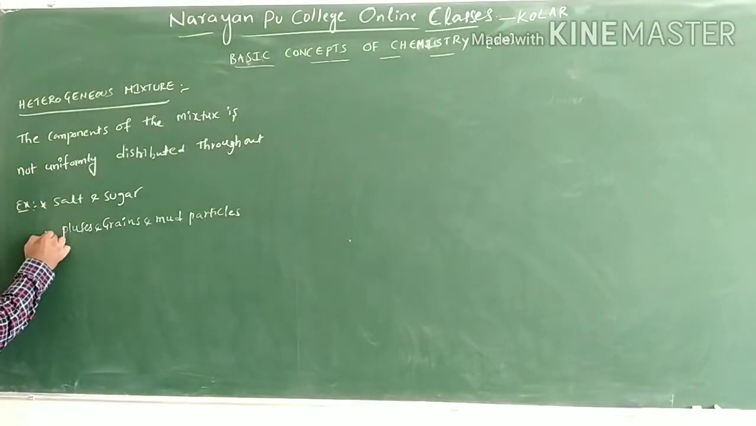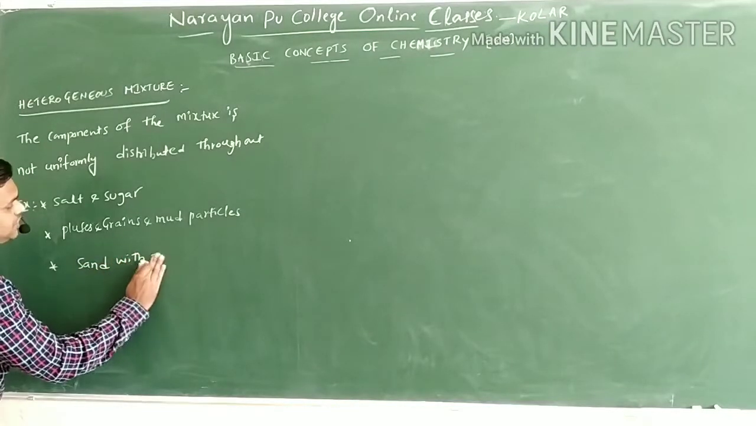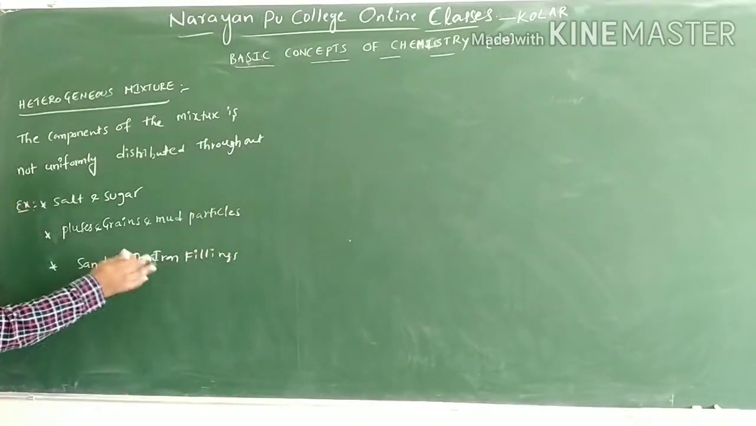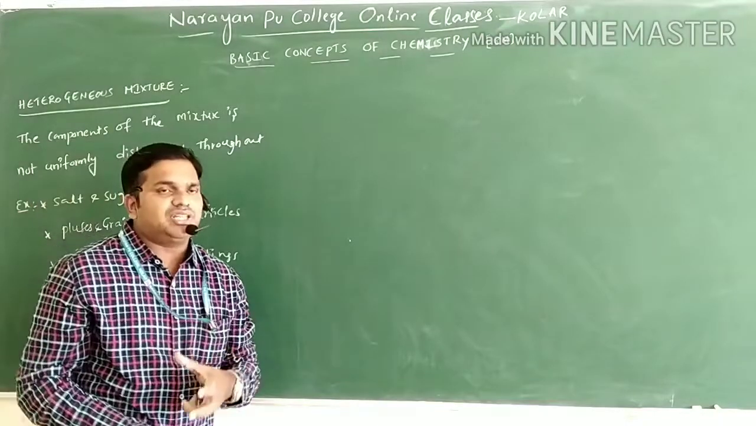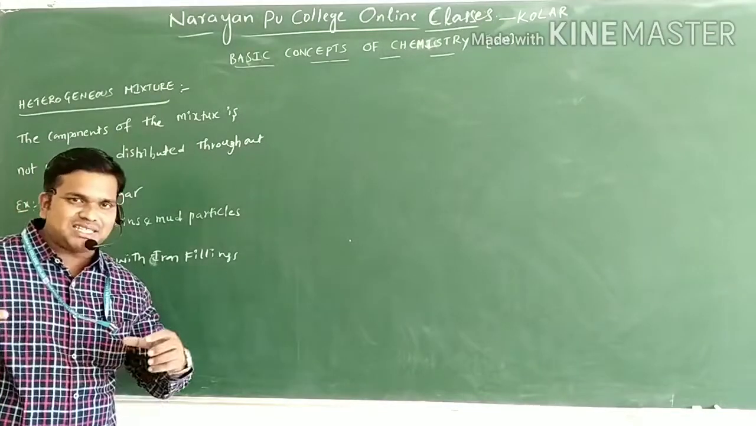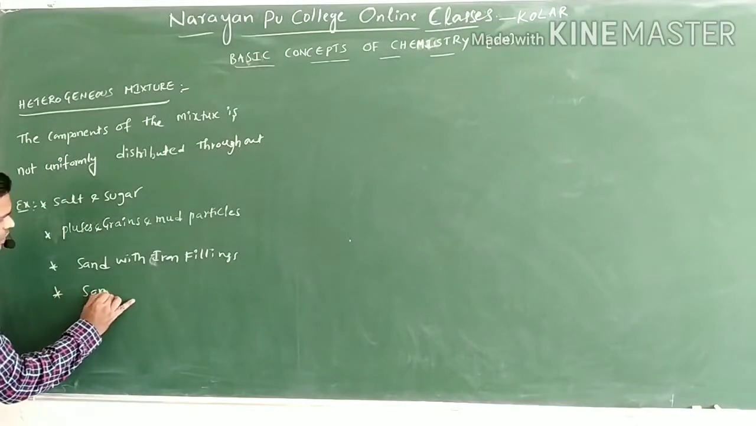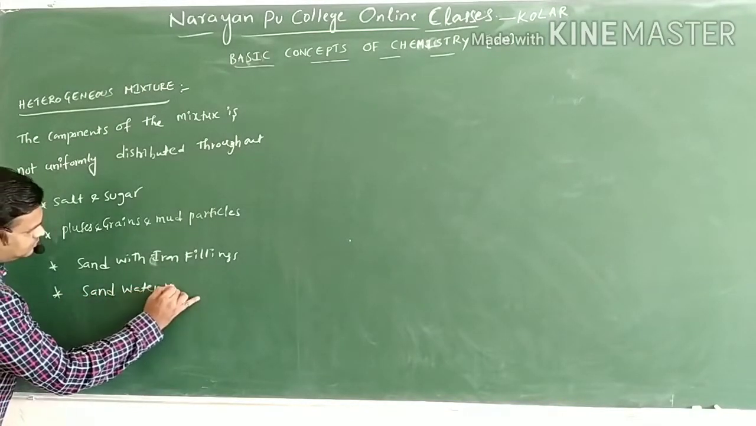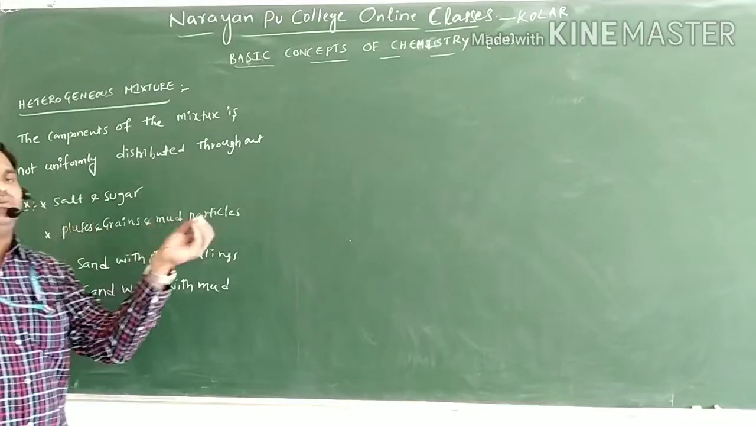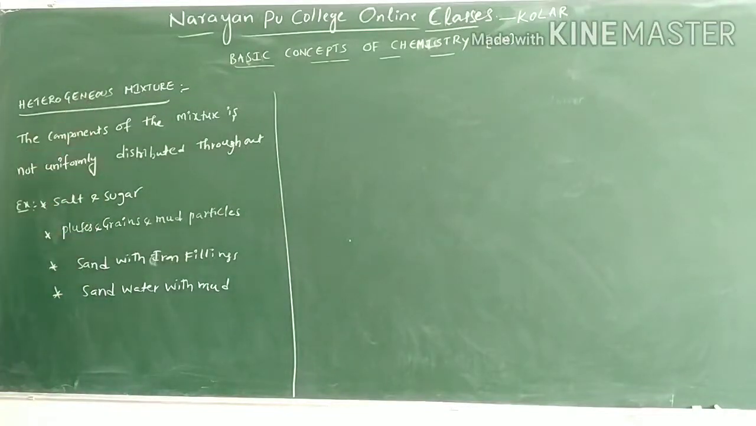We can add one more here, sand with iron filings. Iron filings mixed with sand, and you can easily observe that the mixed sand and iron filings are not uniformly distributed. You can easily observe both sand particles and iron particles. And you can take sand water with mud. If you take sand water, you can mix some mud into it.